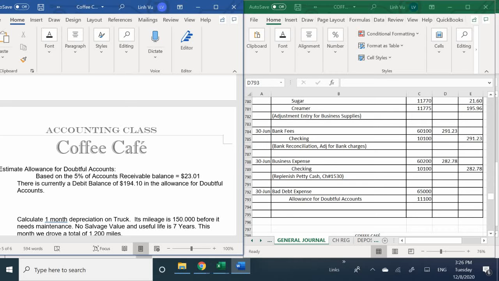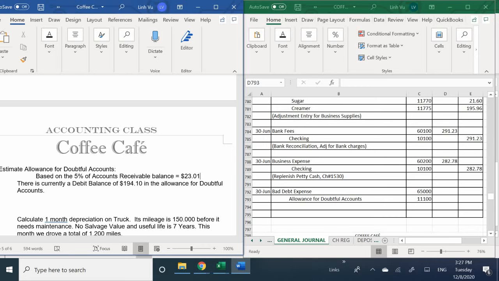Are we doing the allowance method? We are doing the allowance method, but there are two methods underneath that: balance sheet or income statement. Correct. It is definitely the balance sheet, because we're estimating it right now. So here's our estimate, $23.01. But I currently have a debit balance of $194.10. So what do I do with this amount here?